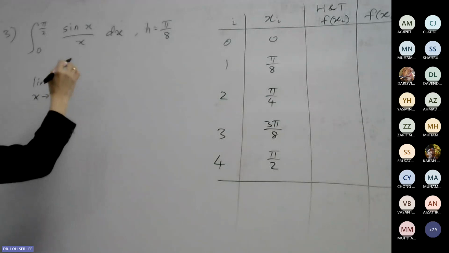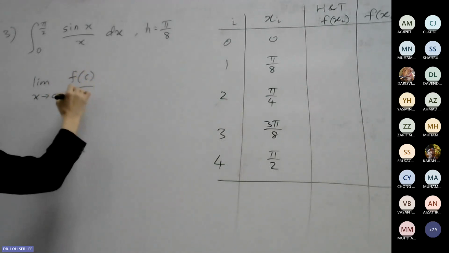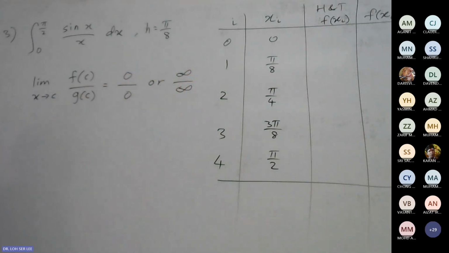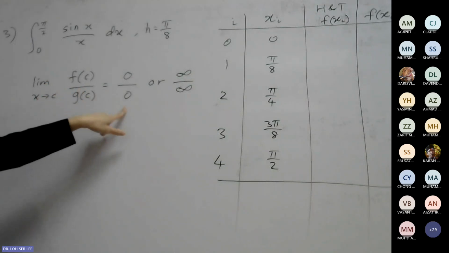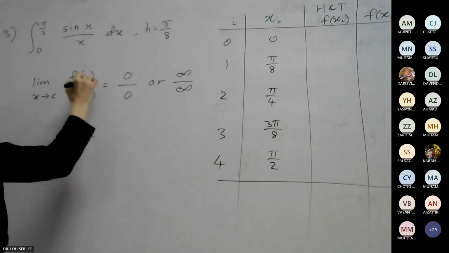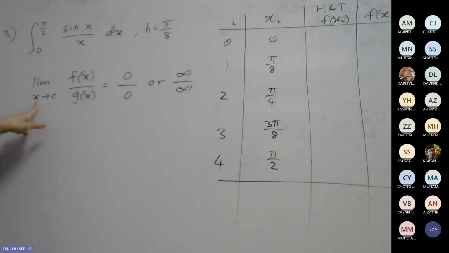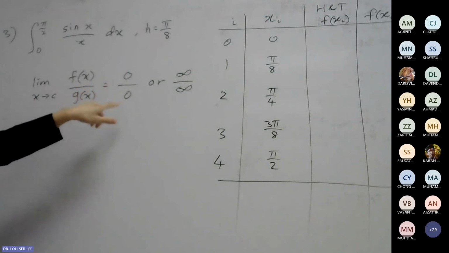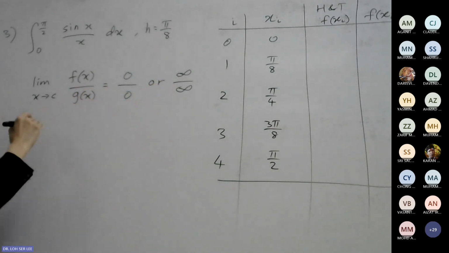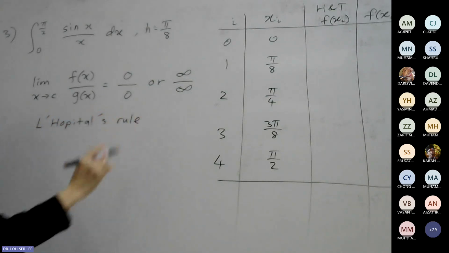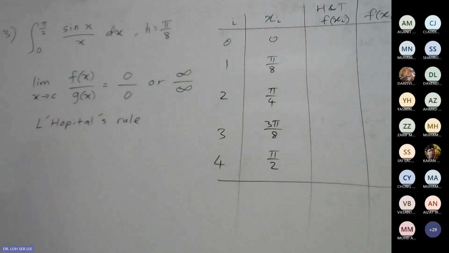Whenever you have a case like 0/0 or infinity over infinity, when you substitute a value into the x, into here and here, and you get 0/0 or infinity over infinity, then you need this L'Hospital rule.